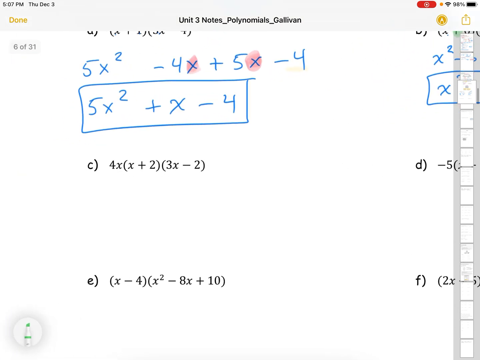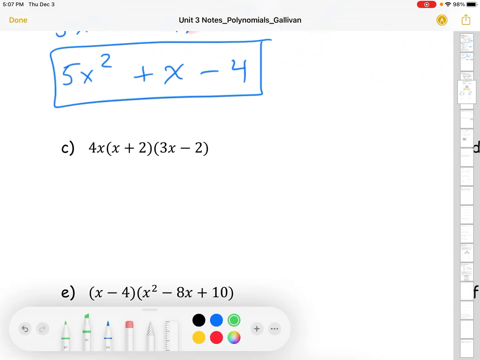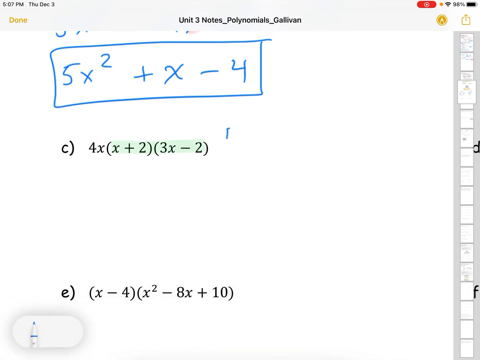All right, when you have a term out the front, what you're going to want to do is do your FOIL first. So FOIL first, and then distribute. FOIL first, distribute second. Keep your brackets. Okay? And some people will do it the other way. I don't. I do it this way.